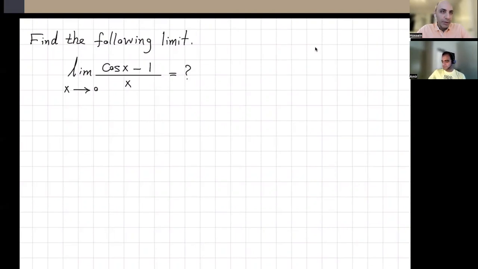Okay, so the problem is: find the following limit. The limit is cosine of x minus 1, divided by x, when x is approaching 0. Okie dokie. Let me see. I think I'm going to use a couple of trigonometry identities here. Let me write them down on the side.